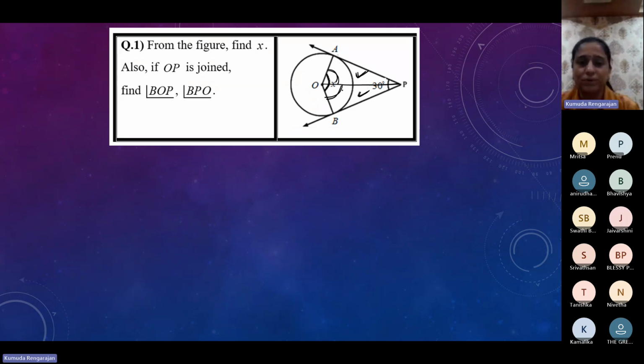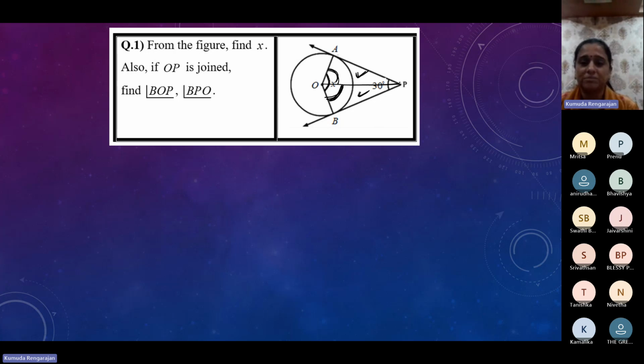So BOP is this one. The whole angle is 150. So this one will be 75 degrees. The whole of x is 150, right? And what is BOP? It is half of x, because once you show that the triangles are congruent, this angle is equal to this angle. So 150 by 2, 75.